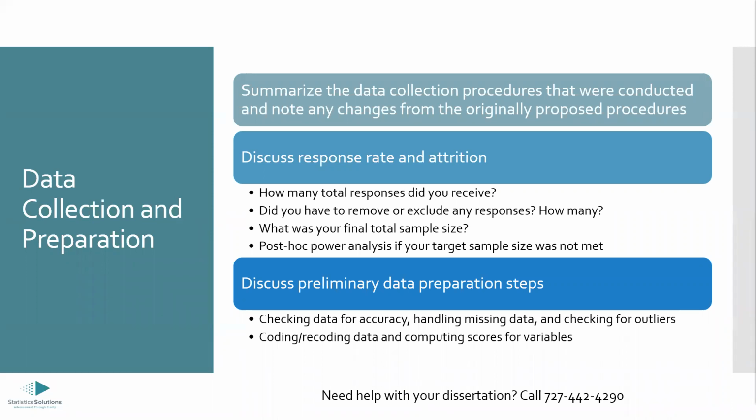So for instance, maybe you had to exclude some responses because they didn't meet your eligibility criteria for your study. Or maybe you had to exclude some responses because they were missing too much data. So there could be any number of reasons why you may need to exclude some participants, and you'll want to report that in this section.